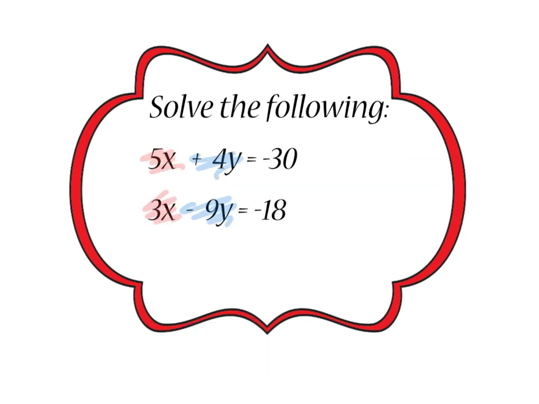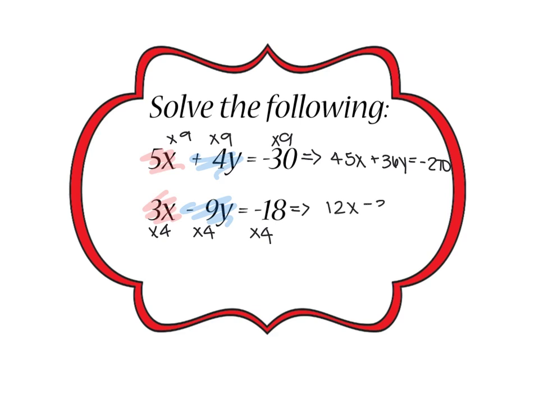Just like the last problem, there's no easy way to just multiply one equation and get something to cancel out, so I'm going to have to multiply both equations. I'm going to cancel out my y's again since I have a positive and a negative. So I'm going to multiply the entire top equation by 9 and the entire bottom equation by 4. So I get 45x plus 36y equals negative 270. And I get 12x minus 36y equals negative 72.